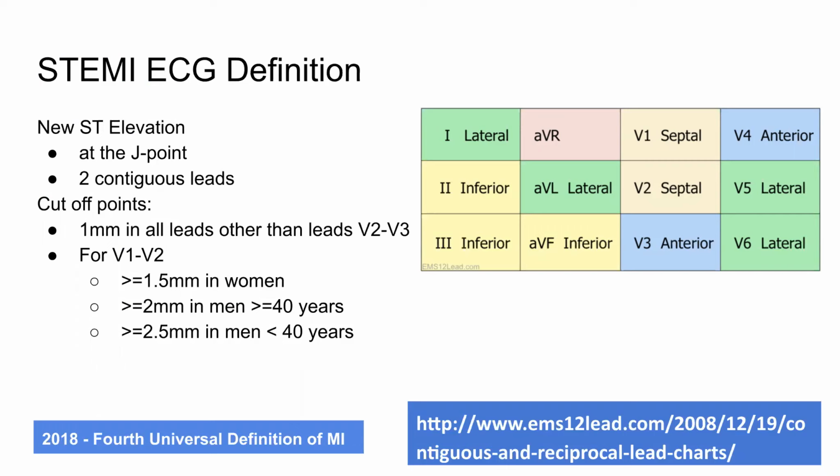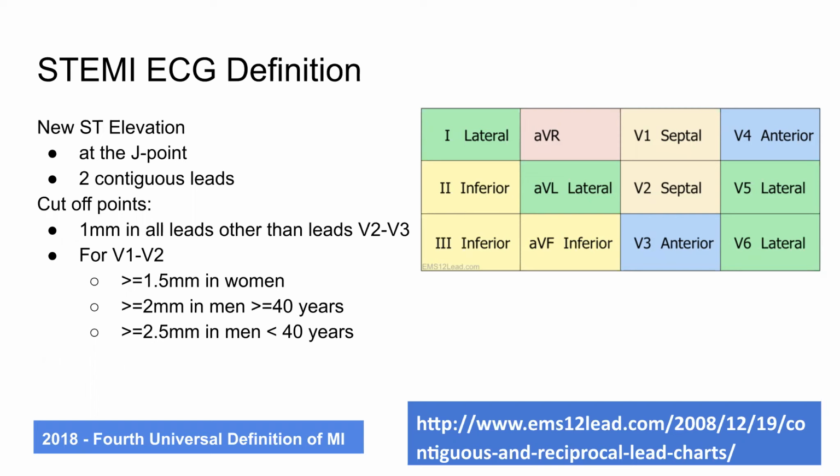So ST elevation is defined at the J point. It's defined by having the elevation in two contiguous leads. The definition of contiguous means two leads that are in the same area. So you have V2 and V3, or V3 and V4, V5 and V6, V6 and AVL, AVL and 1. So these are defined as contiguous. So if you have AVL and AVF, these are not contiguous. And obviously 2, 3, AVF are contiguous leads. So that's the definition of contiguous.